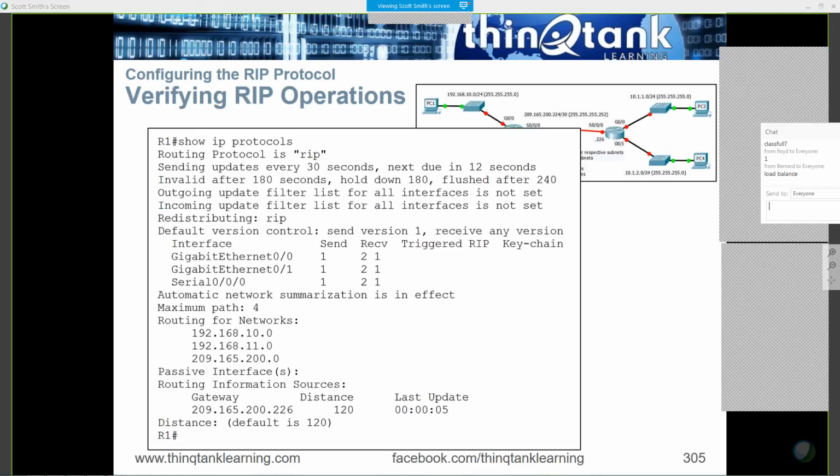And then we see our routing for networks. We see our neighbor information, 226 with a distance of 120. The last update was received 5 seconds ago. So you can see that this is a pretty useful output here. Okay? Pretty useful output because it gives us all of the general properties of our protocol. So I guess the first thing that has to happen is we need to stop using version 1 and we need to start using version 2.